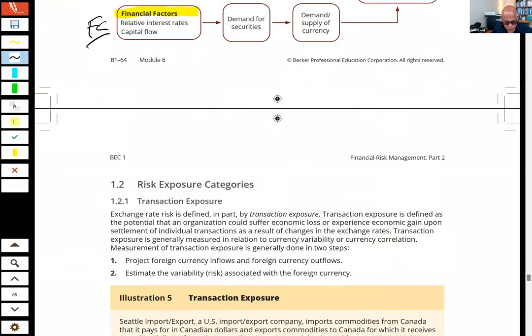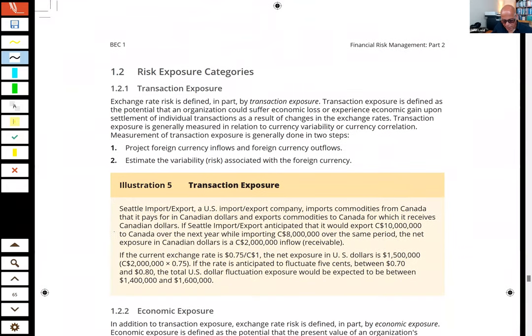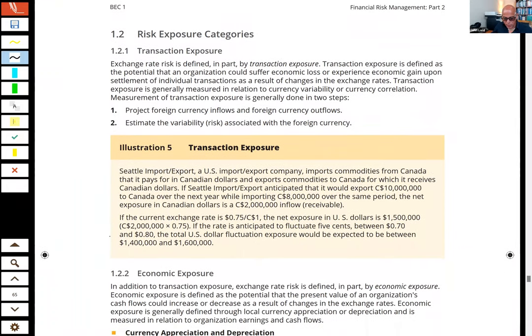Okay, good. Let's go ahead and start to take a look now. We know we have these different risks and different factors driving these risks. So how can we protect ourselves against our exposures? We're going to talk about the exposures, and then we're going to talk about ways of protecting ourselves against these exposures. So one is transaction exposure.